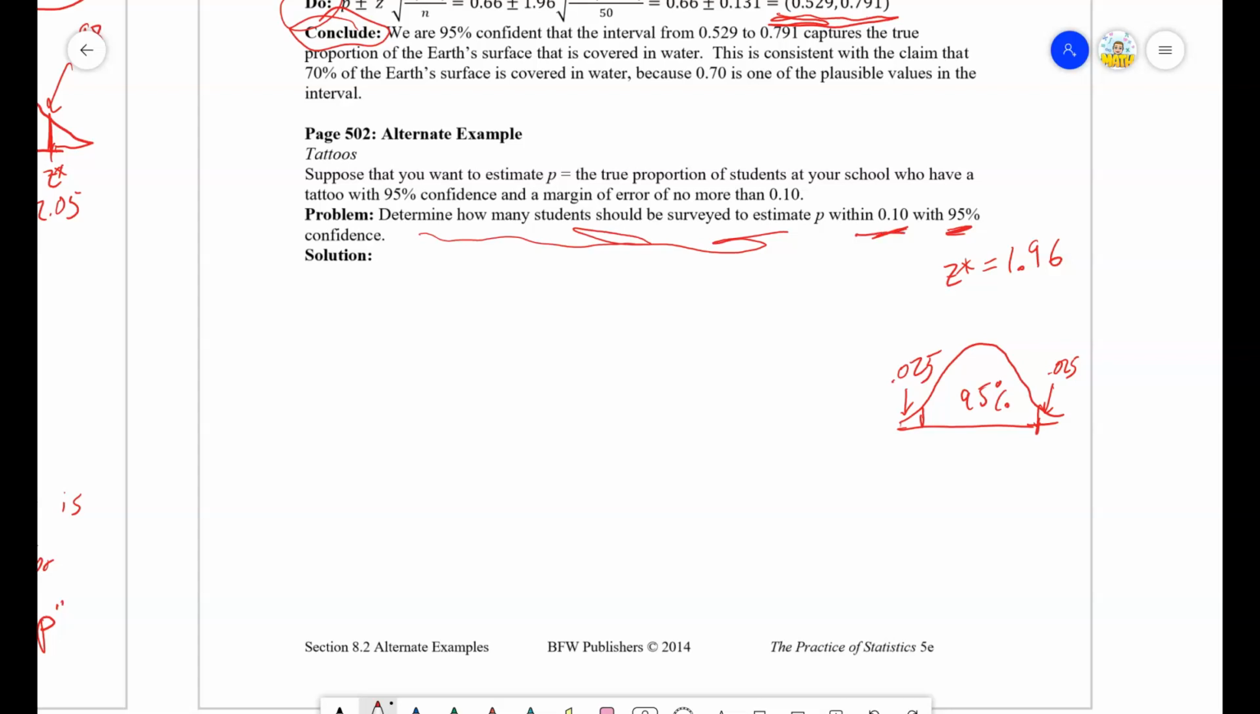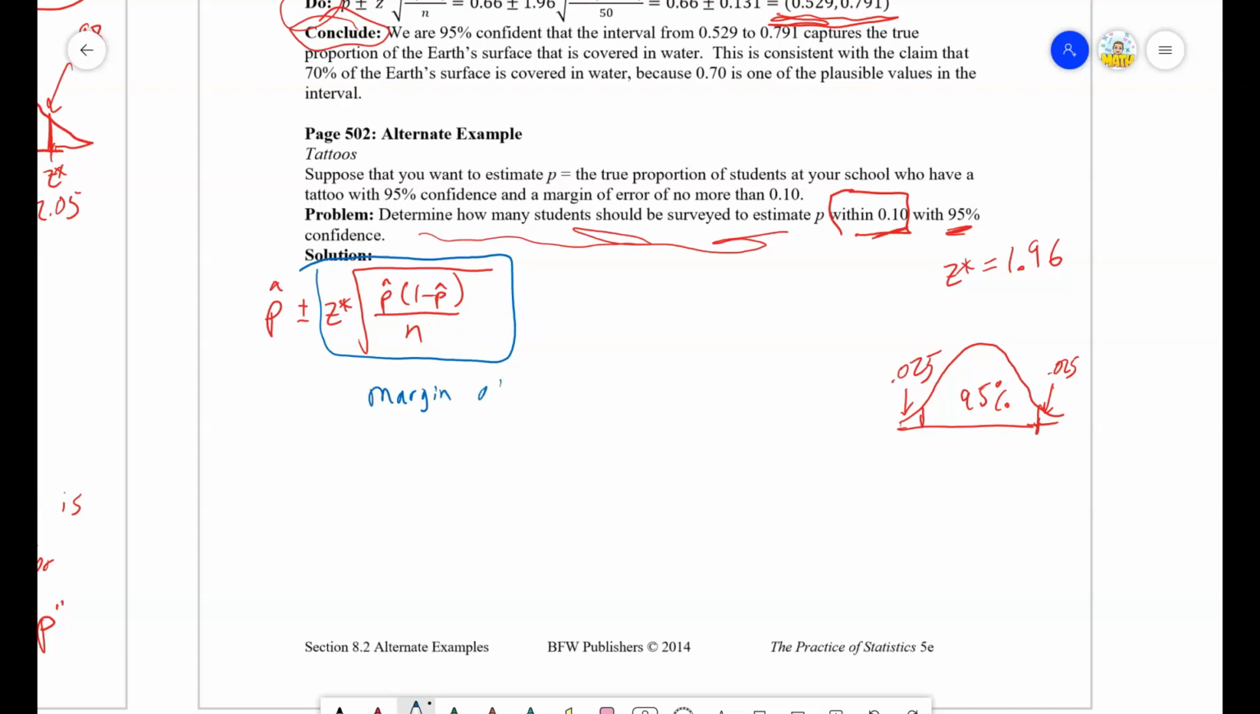So remember, how do we get our margin of error? This is what your confidence interval formula looks like. Plus or minus z star times the square root of p hat times 1 minus p hat over n. For a confidence interval, this is what we call our margin of error. It's really the width of the interval. This value here, the square root of p hat times 1 minus p hat over n, this is what we call our standard error. It's the standard deviation of the sampling distribution from central limit theorem. So this is really just an algebra exercise, okay?